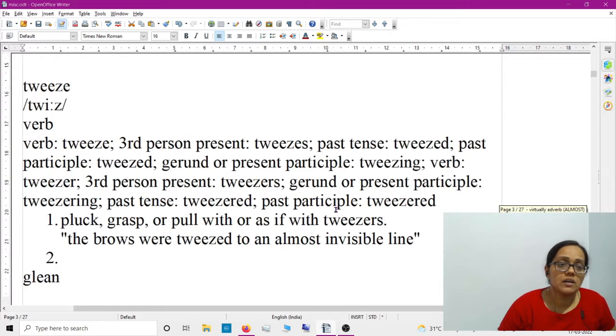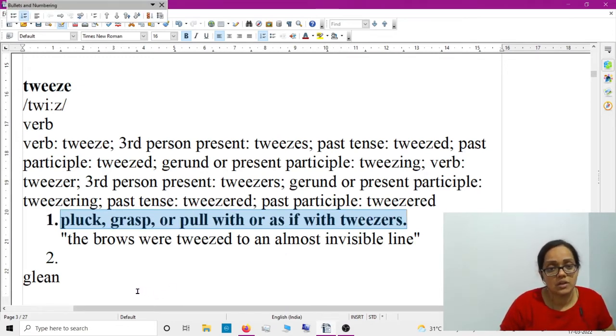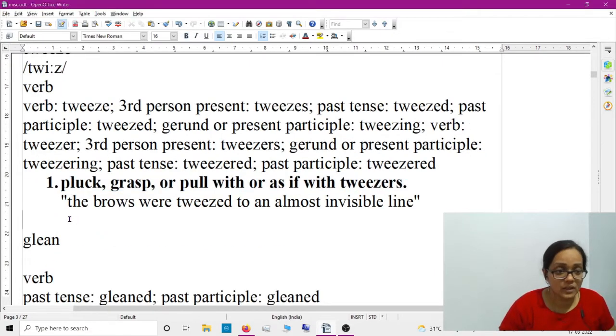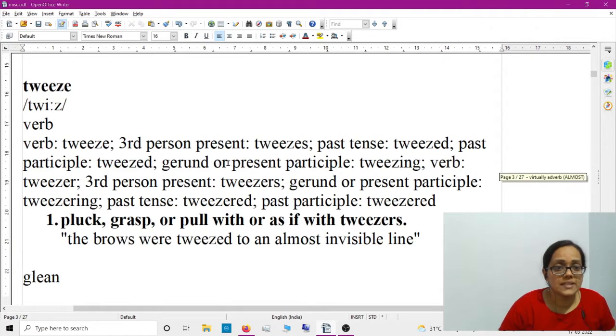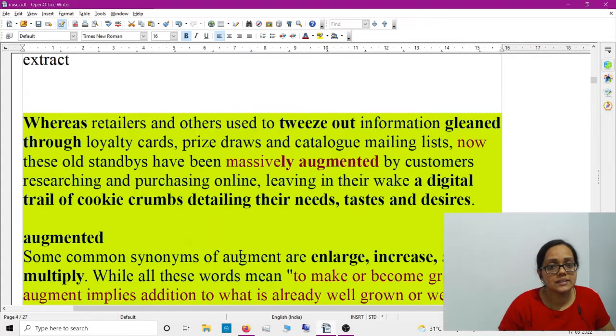Clear. Okay, then for the next sentence we have to study one vocabulary, that is tweeze. Tweeze means pluck, grasp, pull. We are gathering information, tweezing information. Collecting information, that is the meaning. So the tenses are tweezed, tweeze, tweezers, tweezed, then tweezing, tweezers. So this is the sentence, see over here.